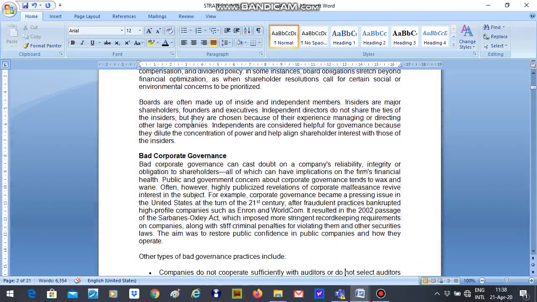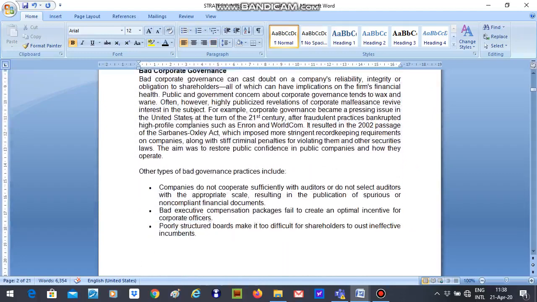We can now scroll down and look at bad corporate governance, and these are some of the factors that contribute to bad corporate governance. One, companies do not cooperate sufficiently with auditors or do not select auditors with the appropriate skill, resulting in the publication of inferior or non-compliant financial documents. This is one point. If you don't cooperate with auditors, or don't even get good, well-known auditors to do the job for you, then you are alluding to bad governance.